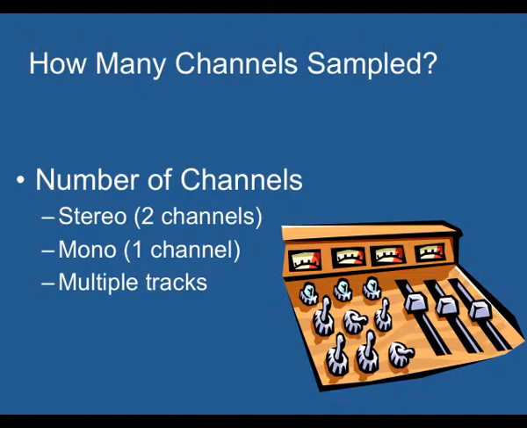Number of channels. As I mentioned with stereo, you've got 2 channels at 22,050. Mono, 1 channel at 22,050. But if you're in a recording studio and you've got a 32-track recorder, every one of those tracks is recording at 22,050. And so the output from that session is going to be mammoth.